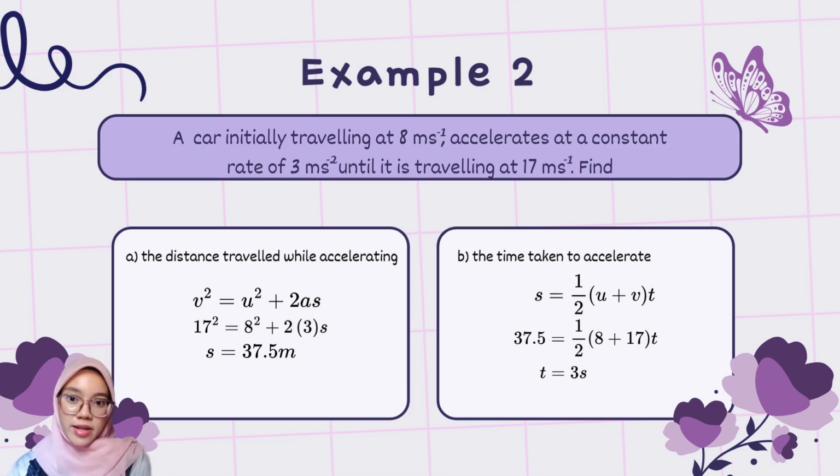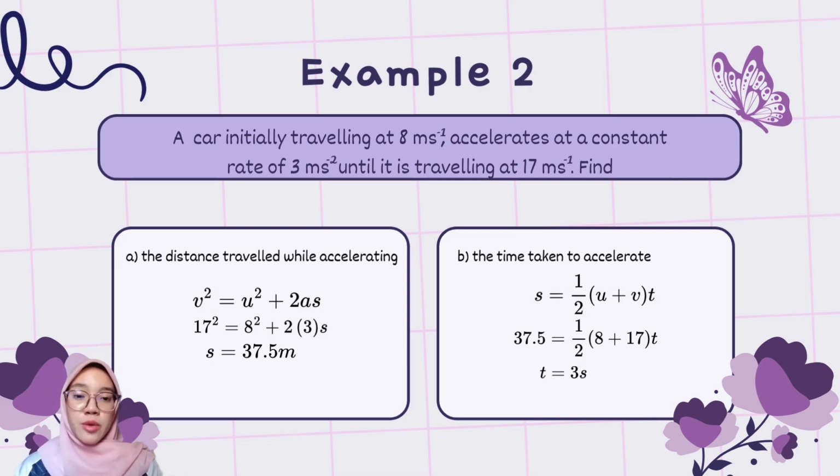And then we can answer the first question, where they want to know the distance traveled. So we can use the last formula, which is v squared equal to u squared plus 2as, and then we substitute the given information into the equation, which is 17 squared equal to 8 squared plus 2 times 3 times s, and then we will get the answer for distance, which is s equal to 37.5 meters.